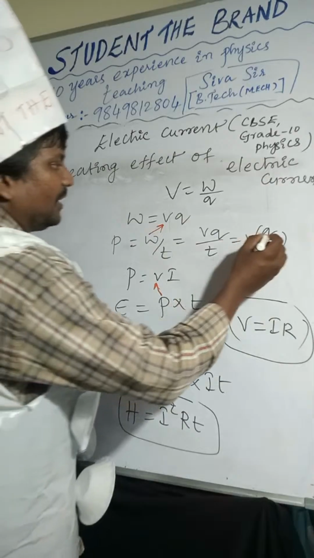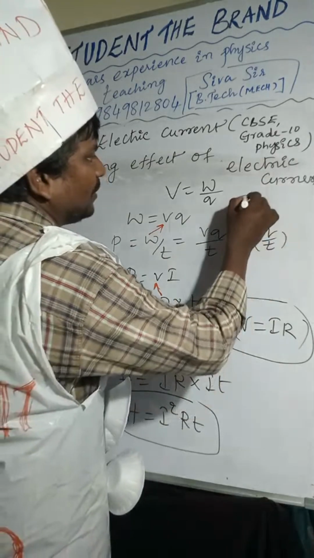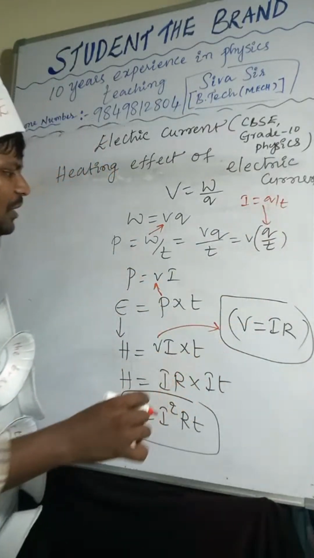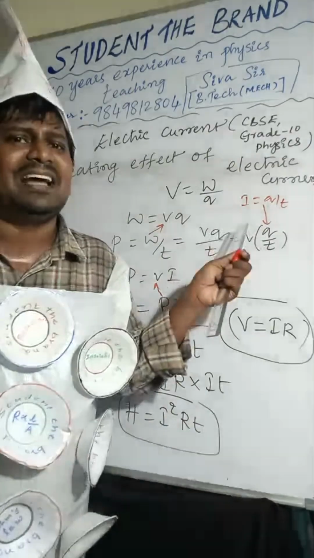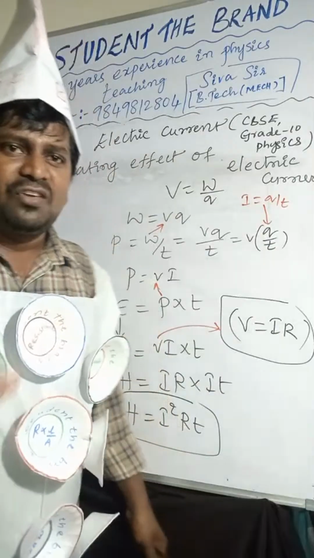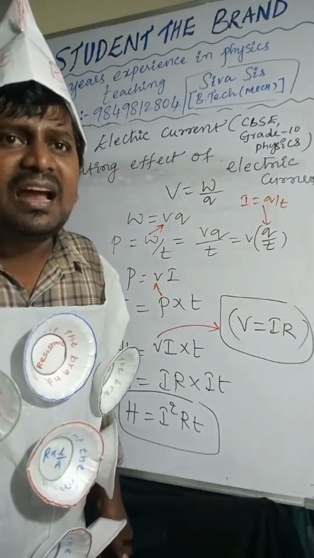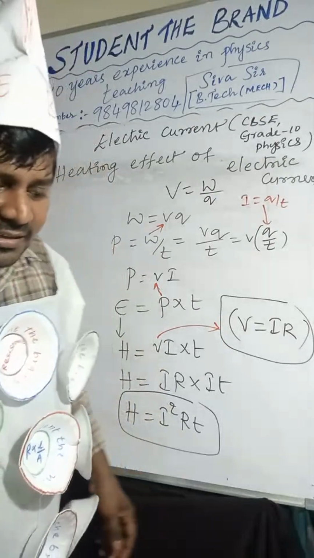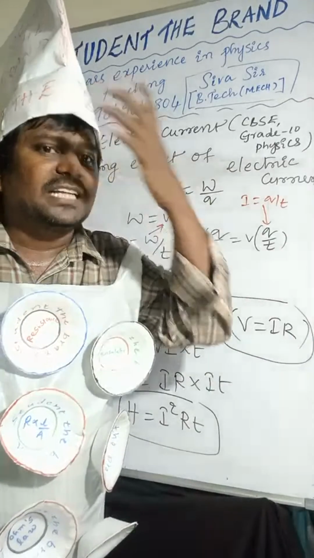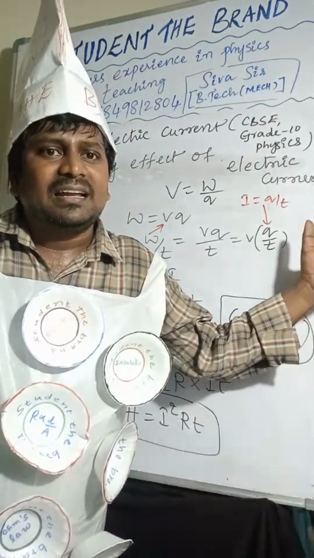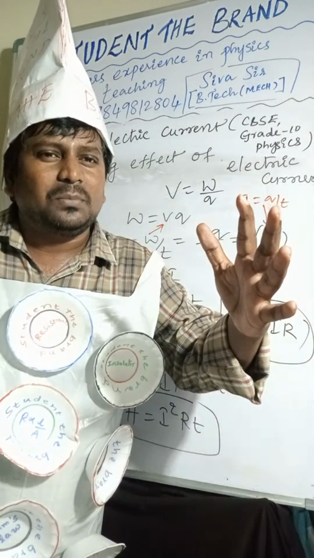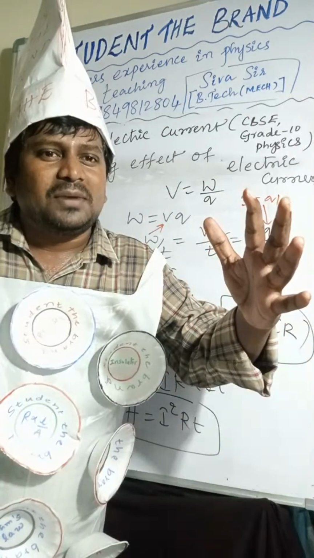Very important: here you can see I equals Q by T. The rate of flow of charge is called current. Rate of flow of charge is called what? Current. Electrical power is nothing but the rate of doing work.